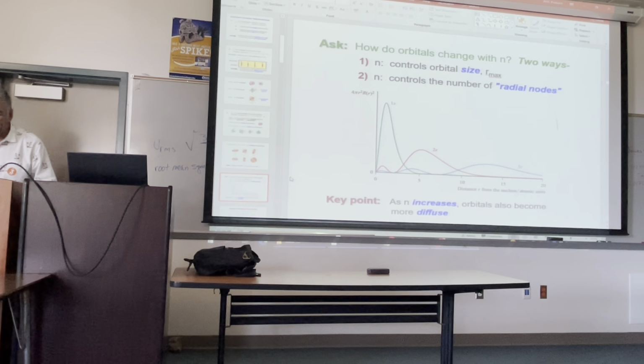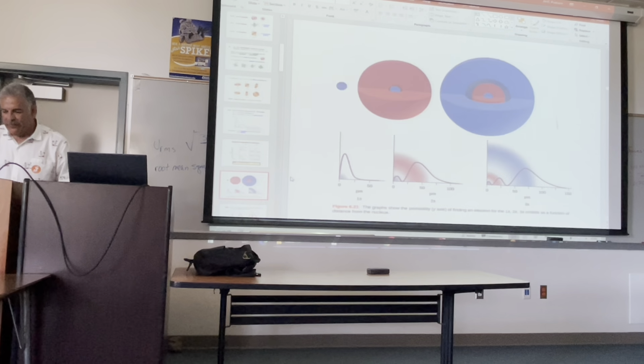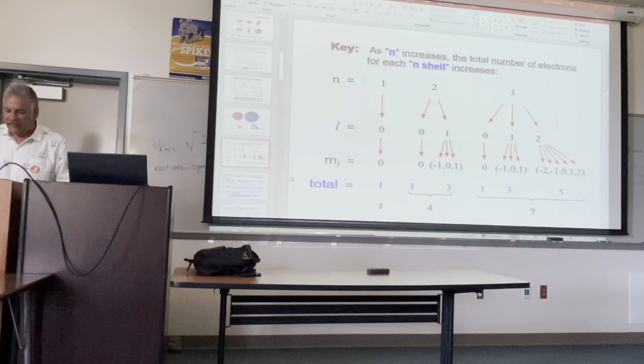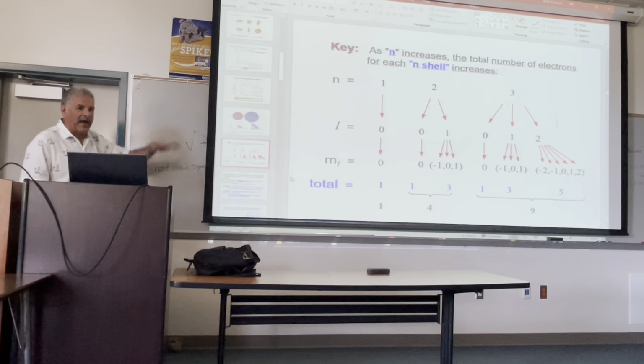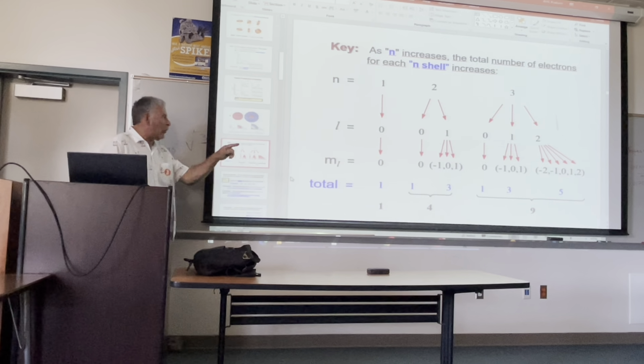So how do orbitals change with N? N controls orbital size, controls the number of radial nodes. We're not going to talk about that, I already said that. So let's not talk about the radial probabilities. Let's look at what happens with electrons. The total number of electrons increases as you go down the periodic table and as you go across.